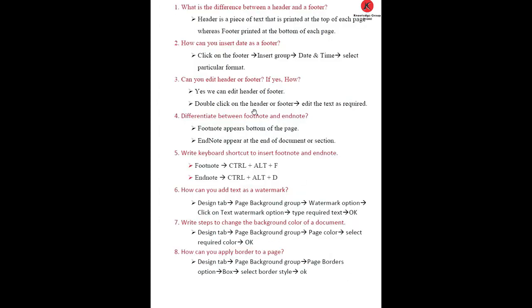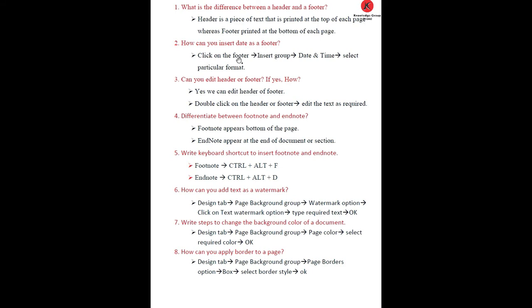Which of the following can be given as a watermark? Text as well as picture. It means both. Text that is repeated at the bottom of each page, that is called footer. The keyboard shortcut for inserting footnote is Ctrl Alt F. Okay. Now, question answer. What is the difference between a header and a footer? Header is a piece of text that is printed at the top of each page, whereas footer is printed at the bottom of each page.